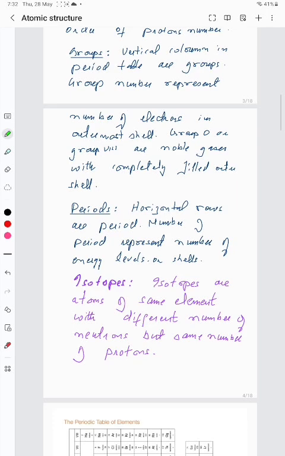Isotopes are atoms of the same element with different numbers of neutrons but the same number of protons. Since chemical properties depend upon the number of electrons, in isotopes we have some difference in physical properties, but since the number of electrons is the same, there is no change in chemical property.